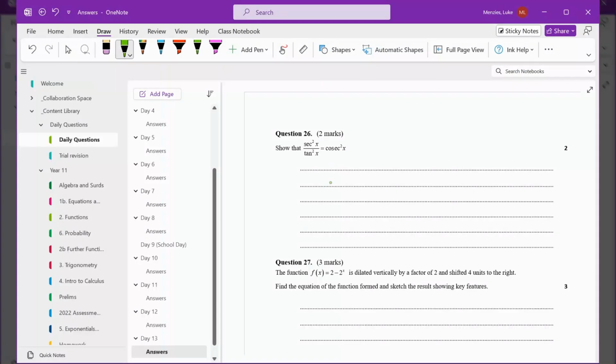Show that that is equal to that. I'd rewrite that in sines and cosines. So I'm going to split it up for you. I'm going to say 1 over cos squared divided by sine squared over cos squared.